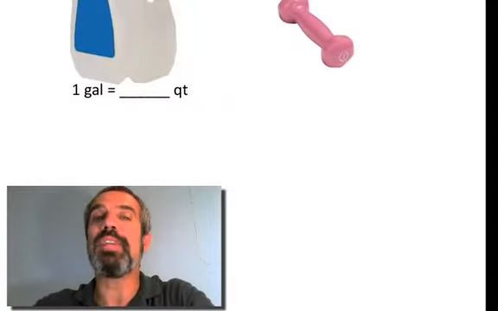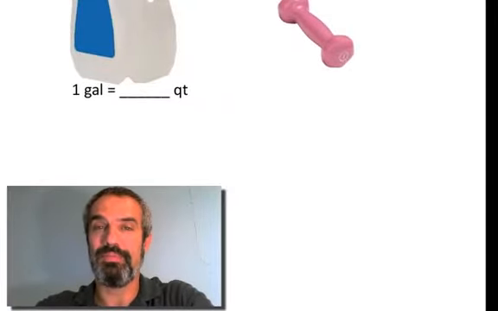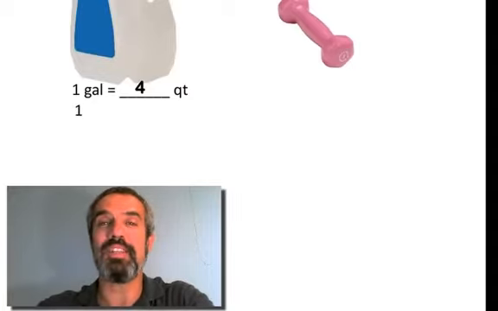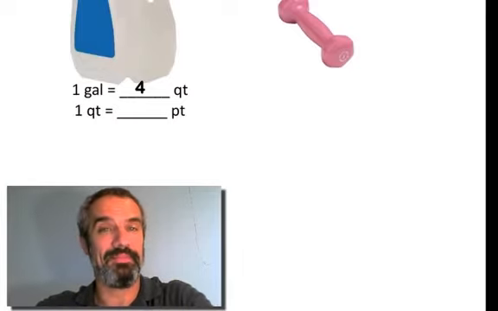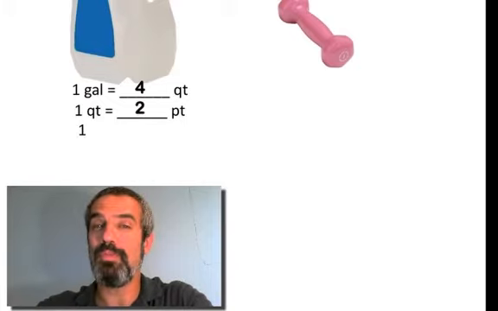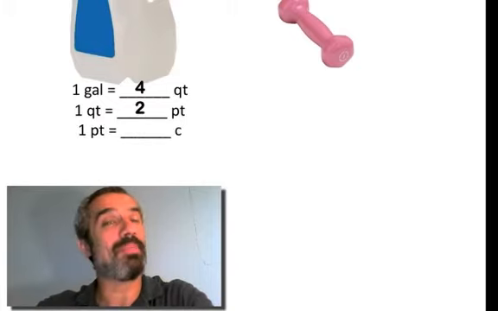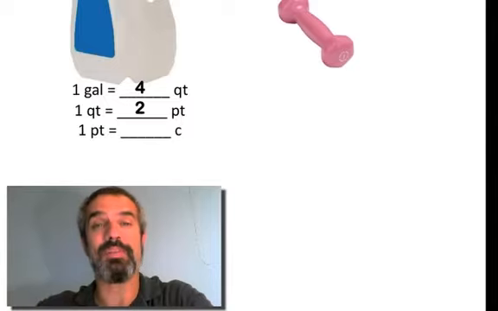Okay, let's switch to volume. A gallon equals how many quarts? Got your answer? Was it 4? Quart means quarter gallon, so it makes sense that it's 4. How about this? A quart equals how many pints? Did you answer 2? A pint equals how many cups? Like measuring cups. That's right, 2.